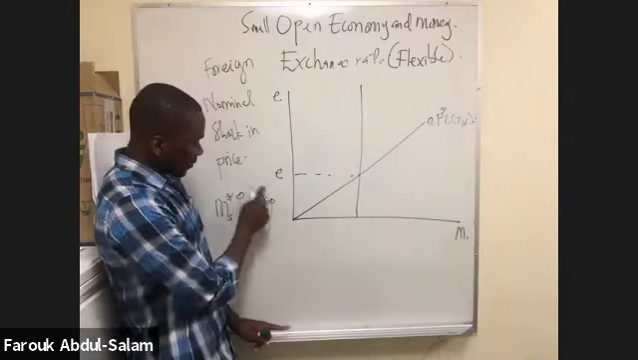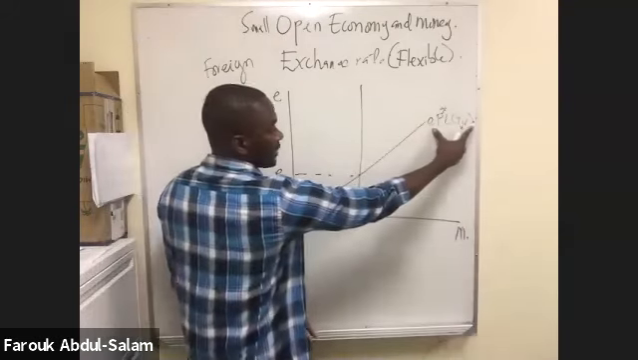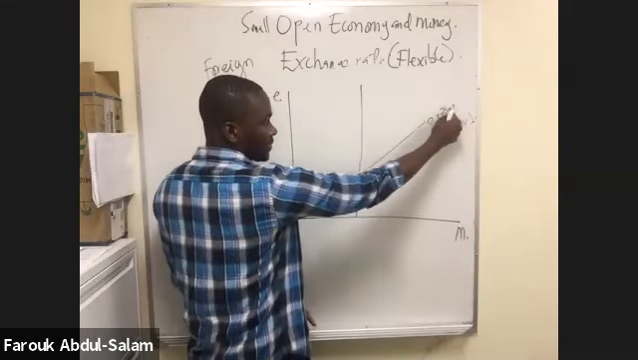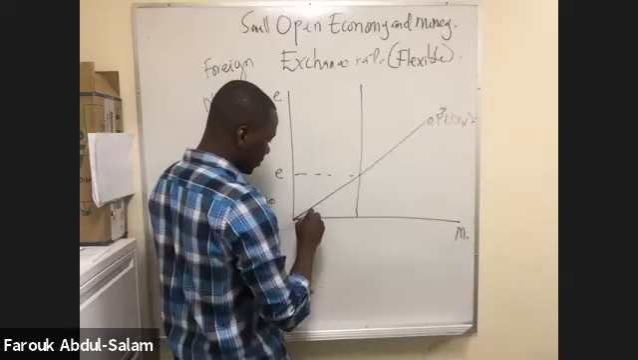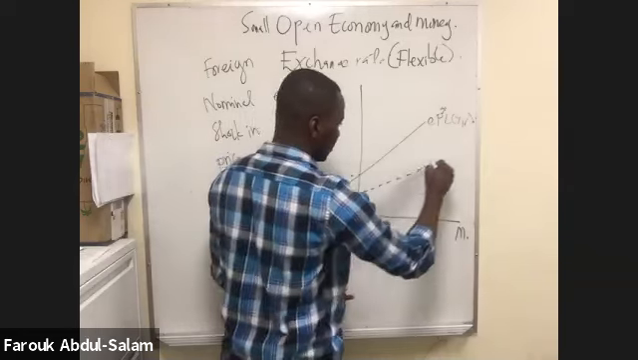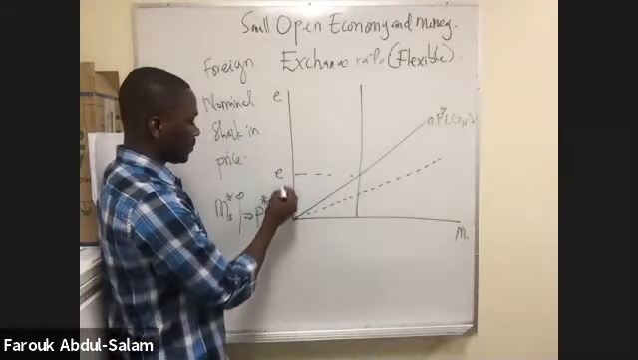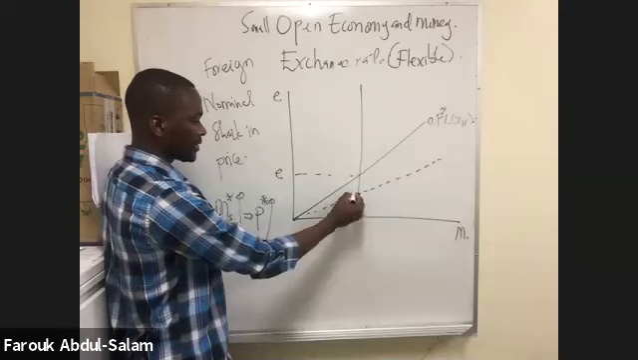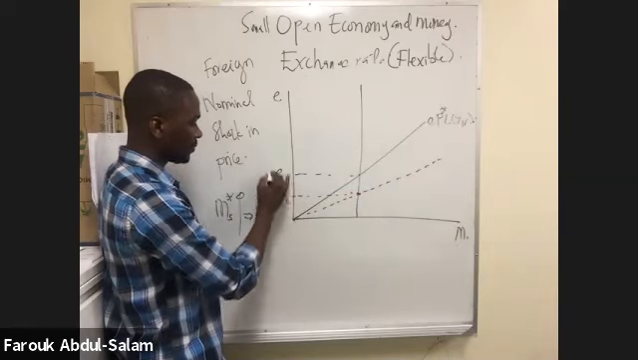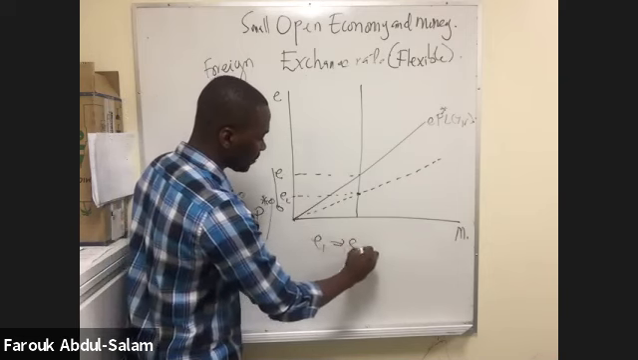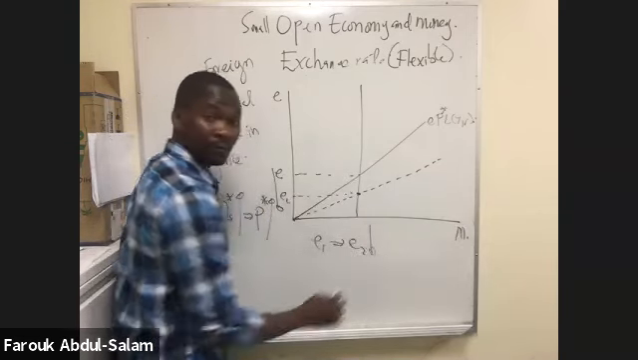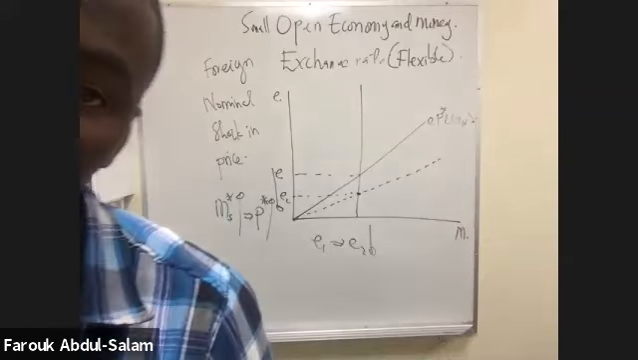With this P star going up, we can see that there is a P star here, and this guy is also going to increase. So when this guy goes up, we expect this line to also shift in this direction. At the end of the day, what do we see here? We see that E will come down here. What do we call this movement from E1 to E2? Anyone to help me? What do we call that? Yeah, appreciation. Right? So this is just an appreciation.